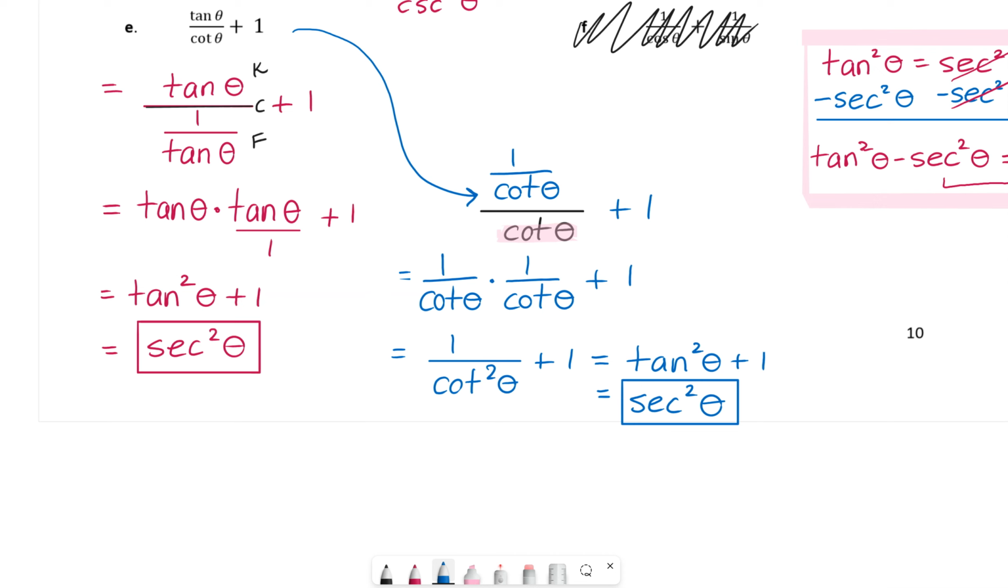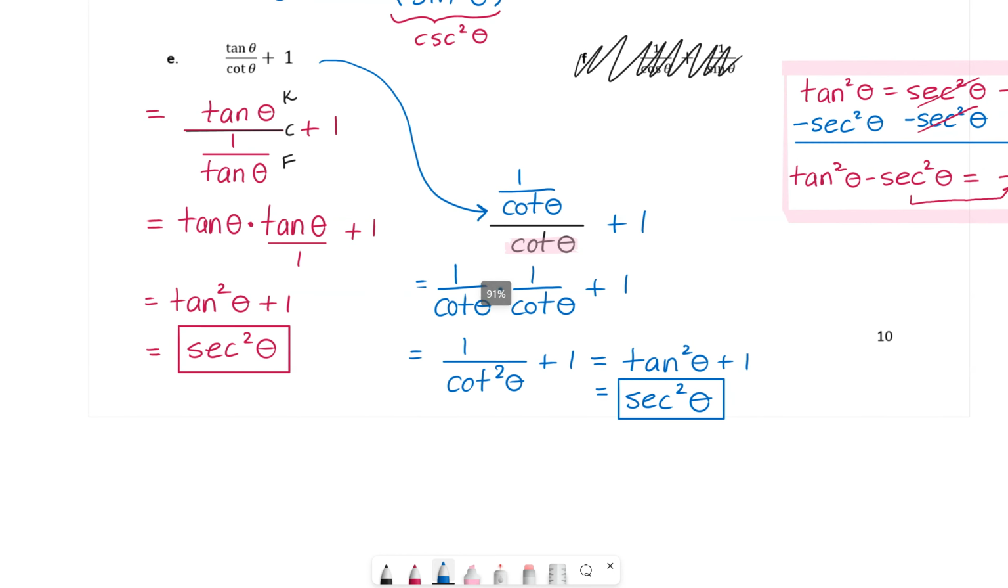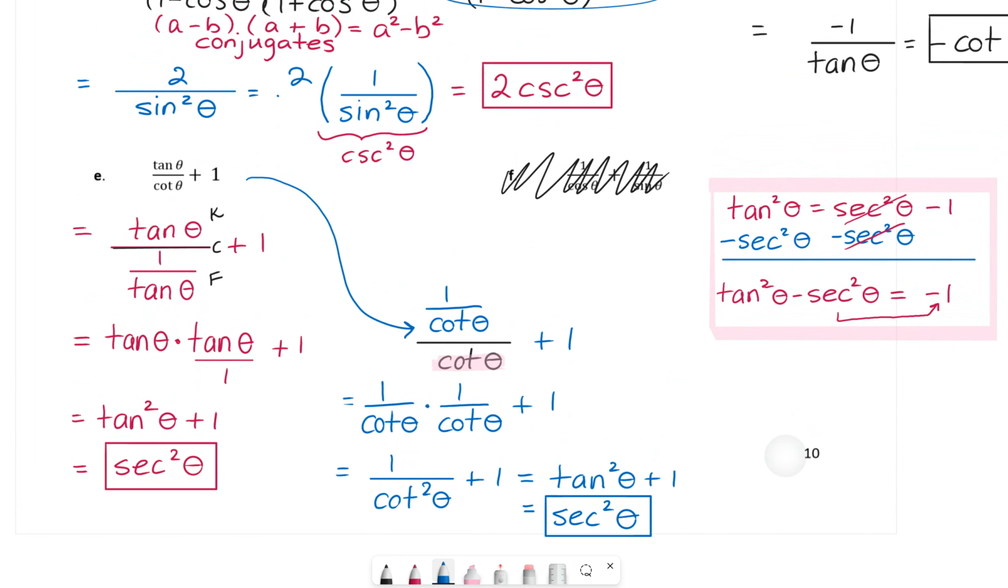That's it. I think that's a wrap. So adding and subtracting fractions when it involves trig functions, hopefully you have realized the rules are still the same.